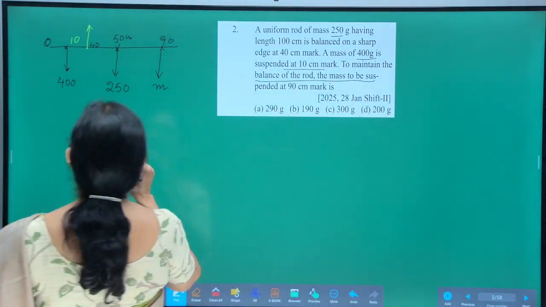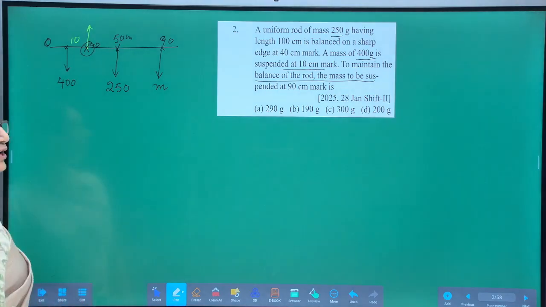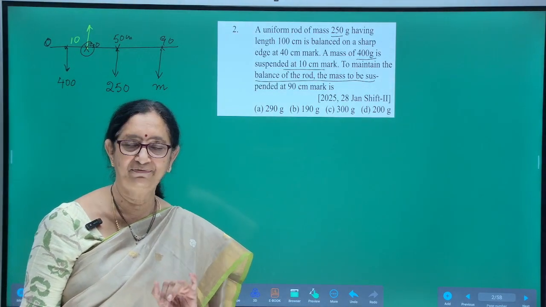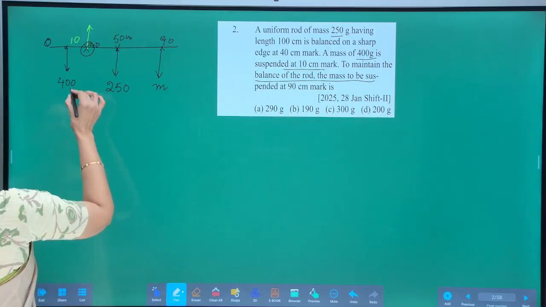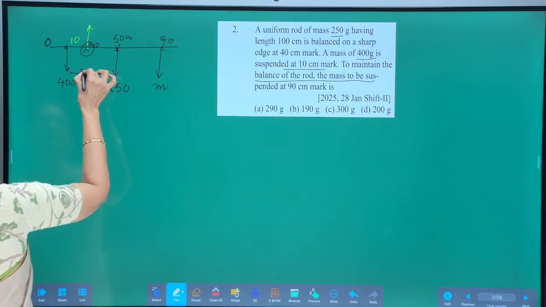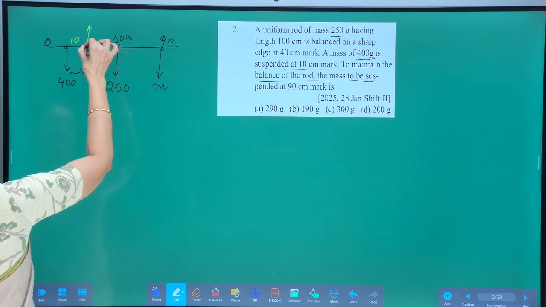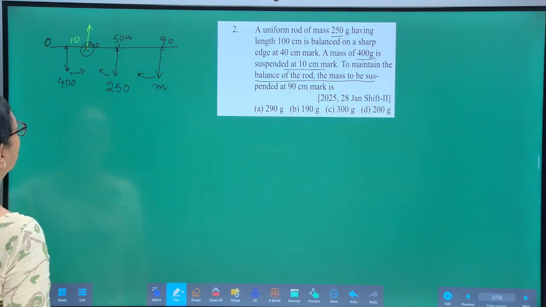So, here let us take this fulcrum, that is the point at which the rod is supported on a knife edge. Let us take it as the balance point. About that point, this 400 creates a torque in this direction, the rod's weight creates a torque in this direction, and this M also creates torque in this direction.